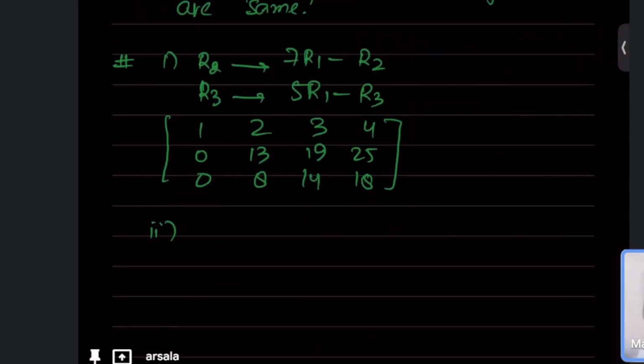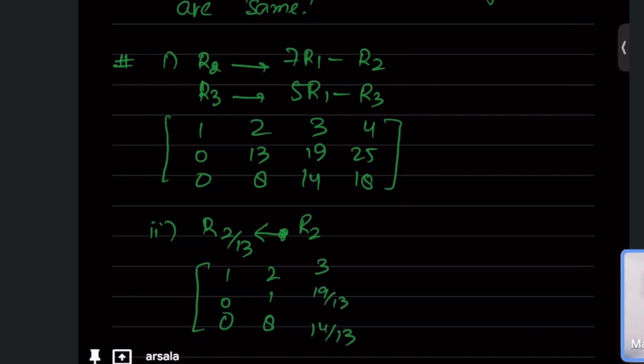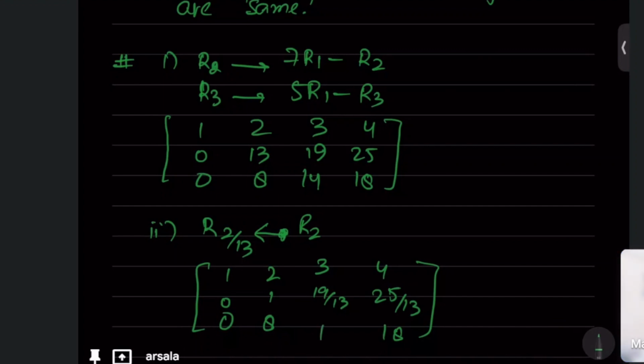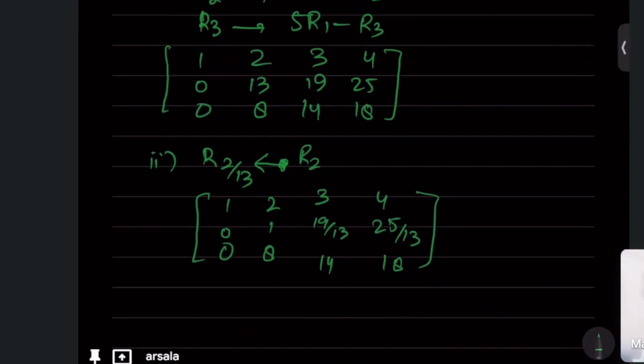The second transformation is R2 by 13, which is going to be 1, 0, 0, 2, 18, 3, 19 by 13, 14 by 13, 4, 25 by 13 and 18. Sorry, it's not 13 here. It's 8, no? No, it's 18. It's coming out to be 18.